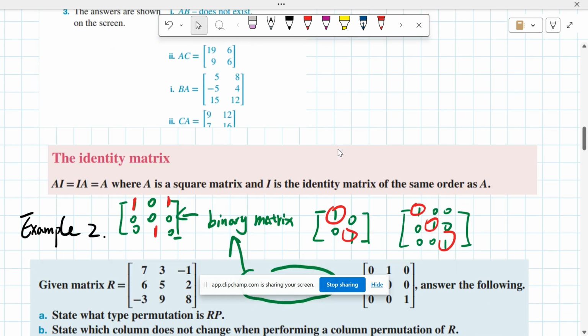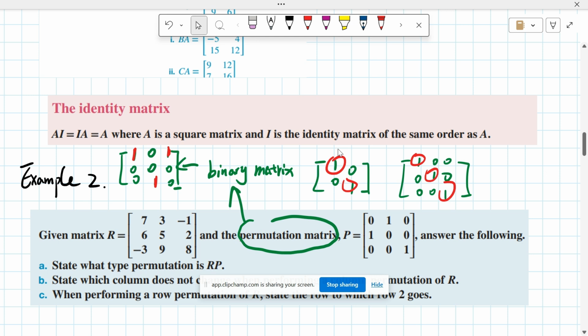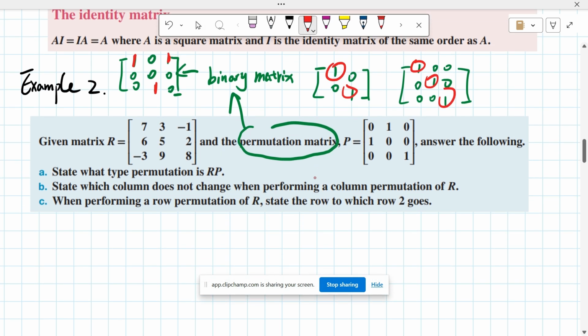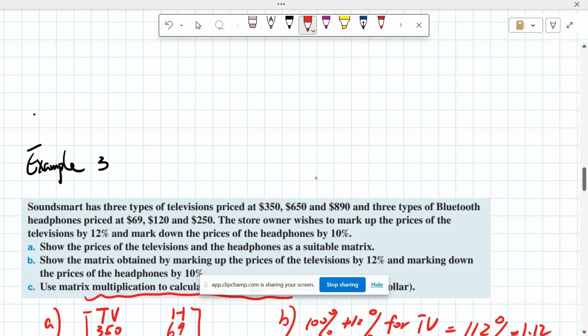And now we have identity matrices. An identity matrix is a square matrix of the same order, and the diagonal has to be all 1s, with 0s elsewhere. So that's what we have.